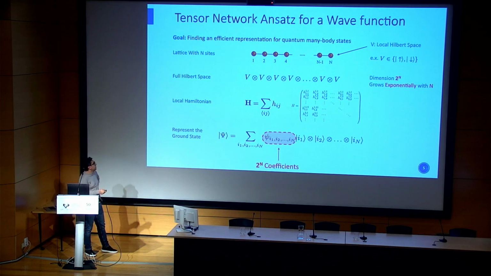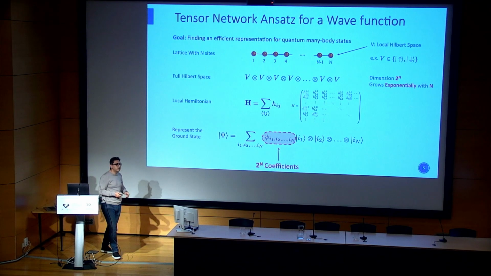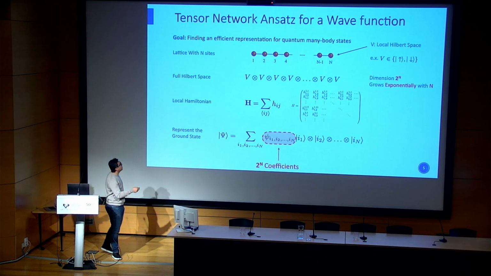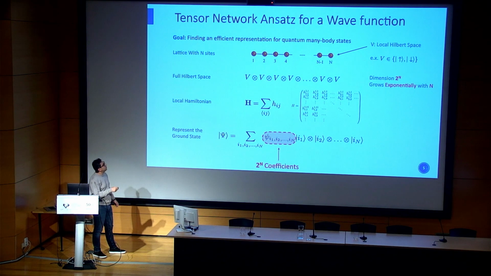So in quantum physics, I think you have seen in the previous two talks that there are challenges for finding the ground states of quantum many-body Hamiltonians. For example, let's assume that you have a system of spin 1/2 particles.